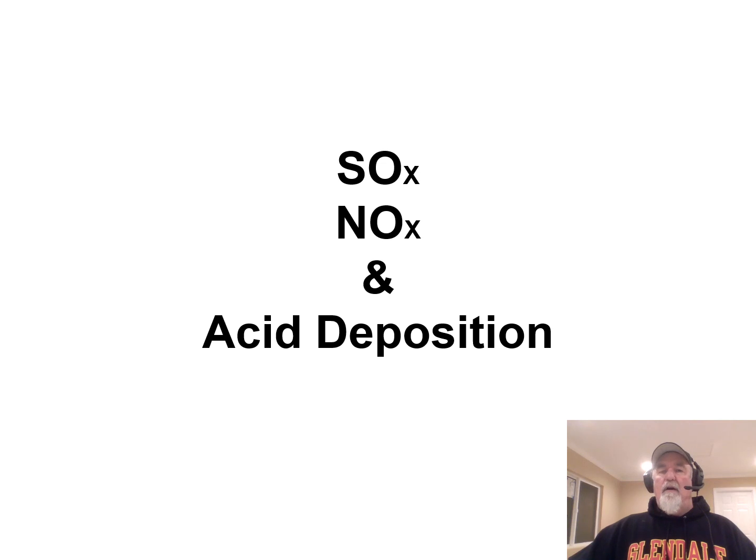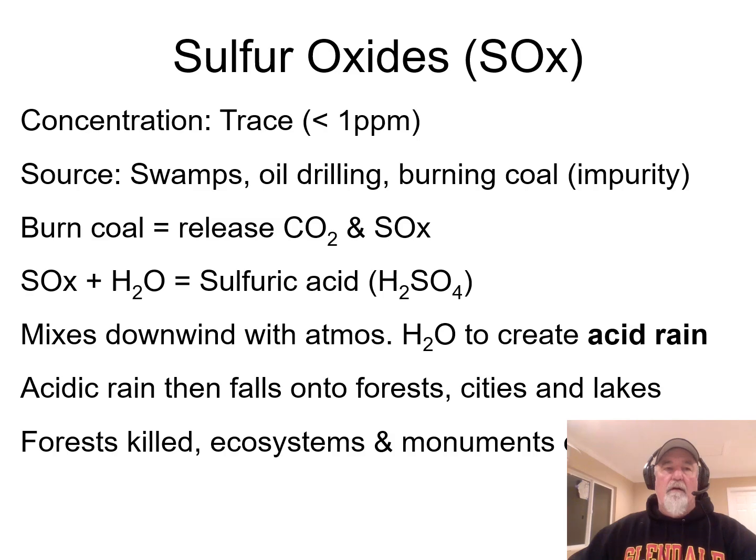Okay, oxides of sulfur, oxides of nitrogen, and their relationship to acid deposition. Okay, so sulfur oxides, very small concentration, just a trace. Sources: swamps, oil drilling, etc. It's an impurity in coal, because within the swamps where sulfurous bacteria occur, when the coal forms, those impurities get caught within the coal. It can range anywhere from about 1% to 5%, depending on where the coal is from and the type of coal.